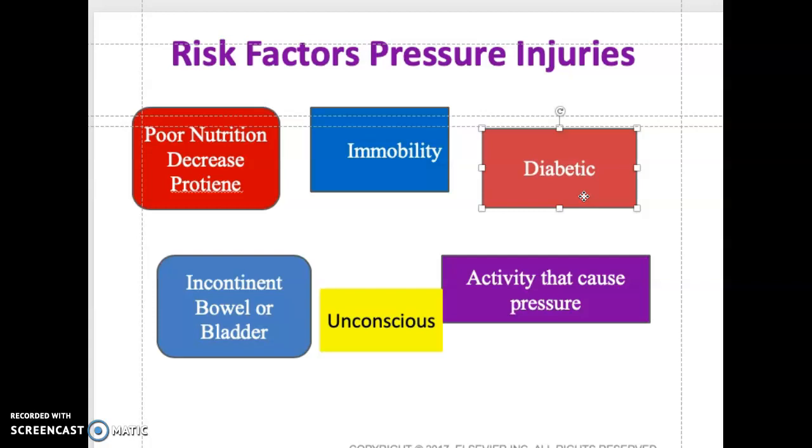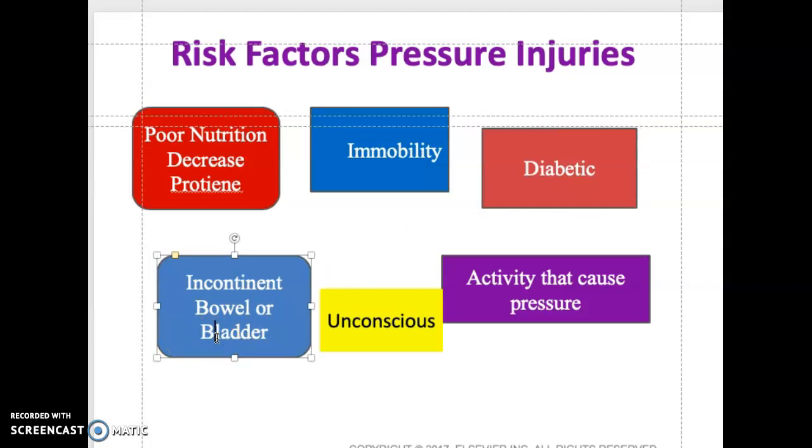Diabetic patients have decreased perception of sensory. They also have decreased perfusion to a specific organ. Their inability to feel pain is secondary to diabetic neuropathy. So therefore, they are at increased risk for pressure injuries.